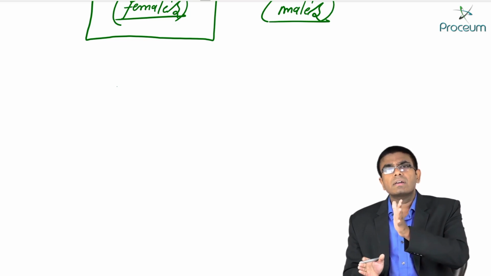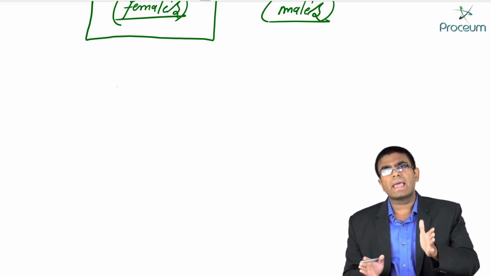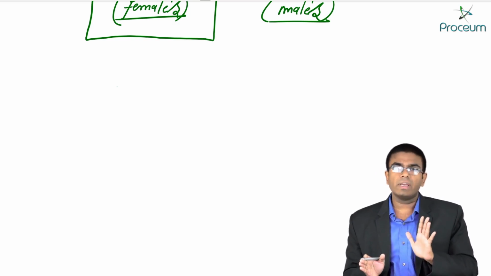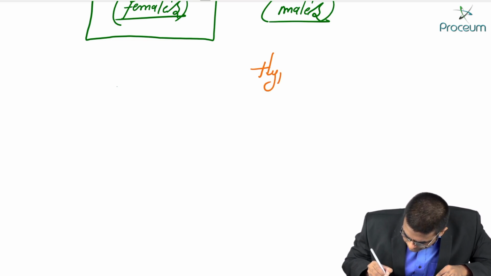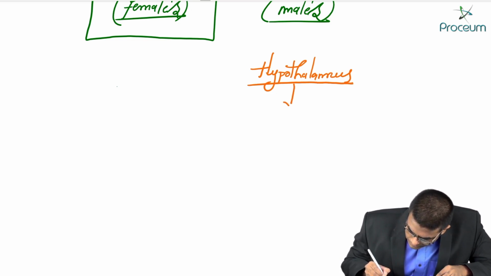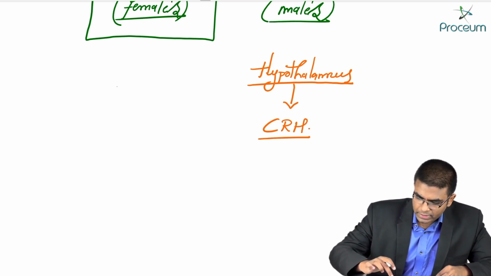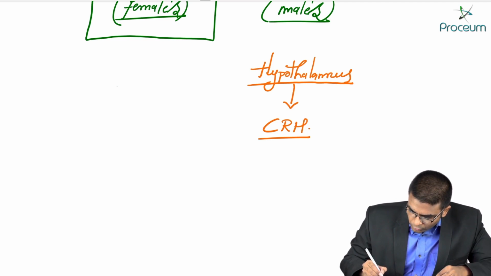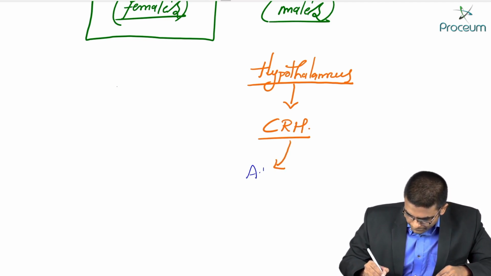Usually, how is steroidogenesis happening in the adrenal gland? Let's see that first. Now, the hypothalamus will produce a hormone known as CRH, corticotropin releasing hormone. Now this corticotropin releasing hormone will come to the anterior pituitary.